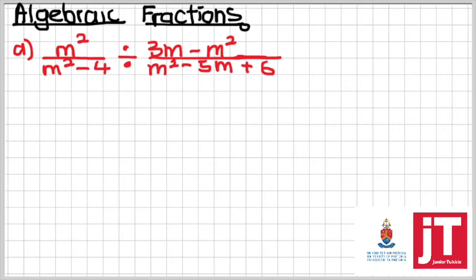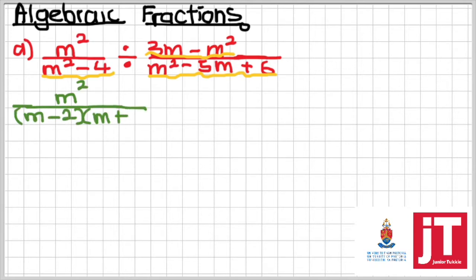So let's look at the denominator of the first fraction, m squared minus 4. Immediately you should recognize that there's a difference of two squares. And if you look at the denominator of the second fraction, that is a trinomial which you can factorize into the two respective factors. And if you look at the numerator of the second fraction, you can factor out m. So that will lead us to m squared over (m minus 2)(m plus 2).